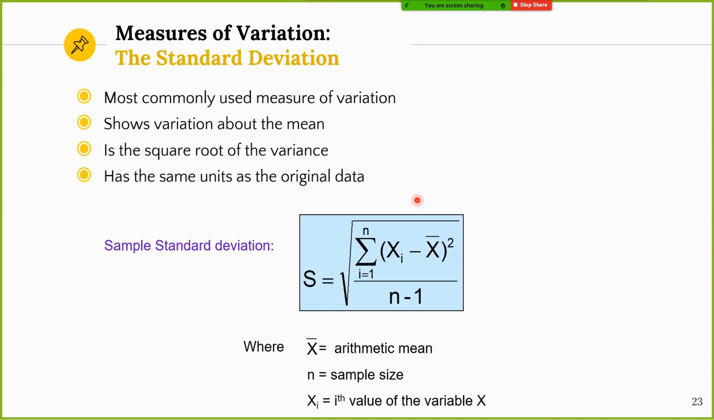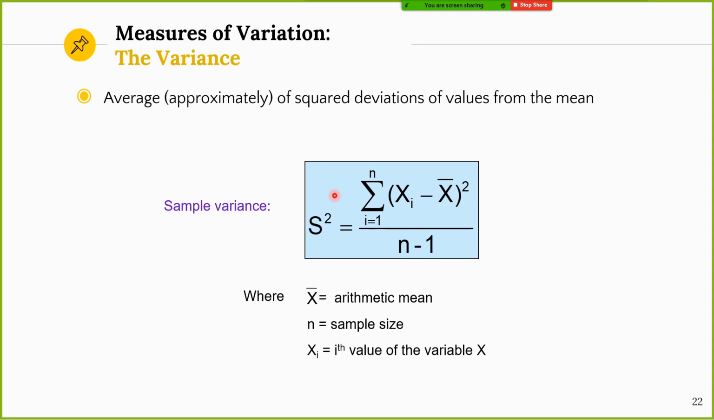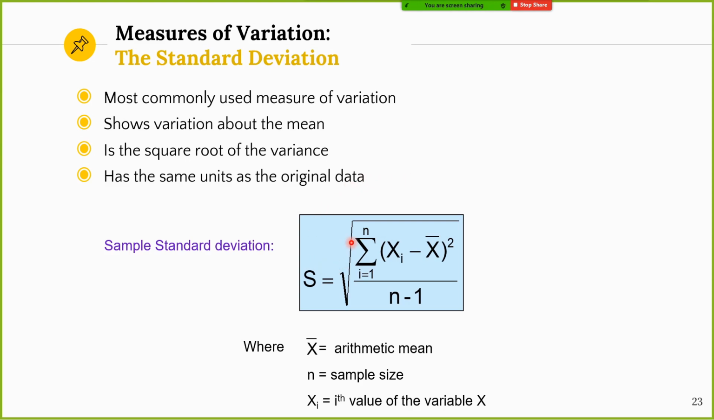The next is the standard deviation. Mostly we use the standard deviation. This is the variation about the mean. It also shows you how far the average data are from the mean. This is the square root of the variance. This is the same formula as the variance, but to get the standard deviation, we take the square root of the variance.